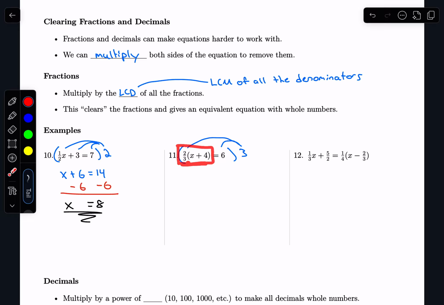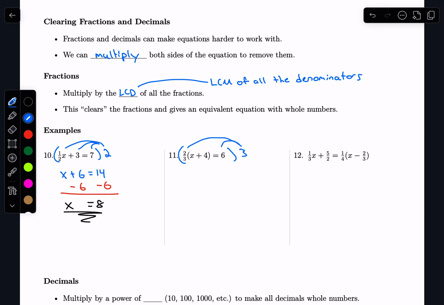And we're going to see that same thing in problem number 12, where it says 1/4 multiplied by x minus 2/3. That is also all one term. So just be careful. The 3 does not get multiplied by the x and the 4. It only gets multiplied by the 2/3 in front, because that is all one term. And when we distribute in the next step, it is as if we did multiply everything by 3. Okay, so the 3 only goes to the front.